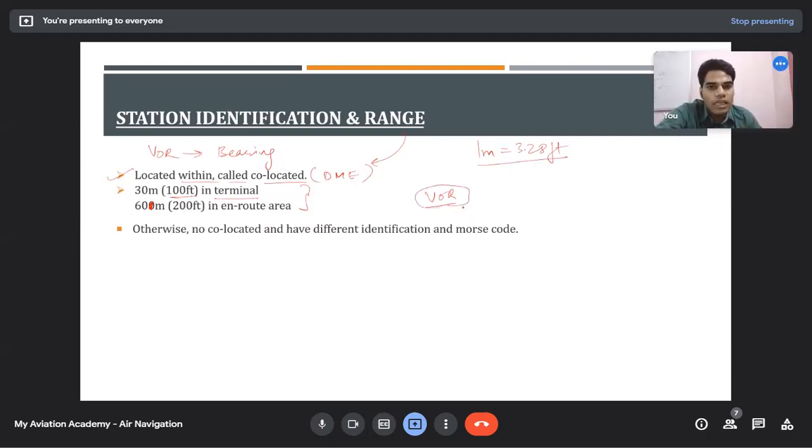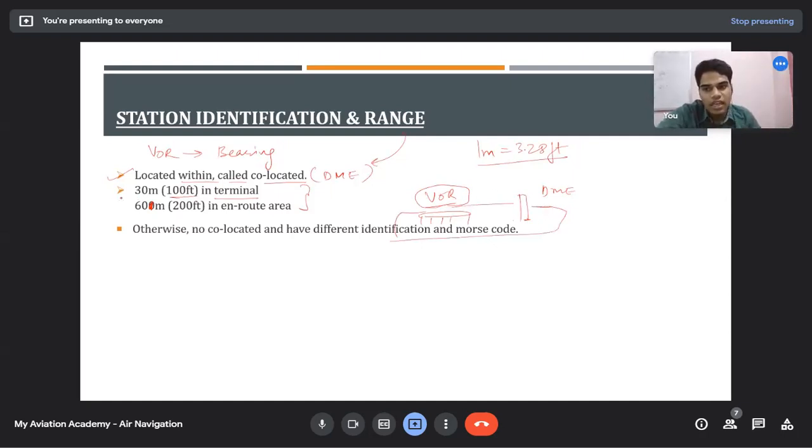Because with VOR, you can't just ask the VOR ground equipment to calculate a range. The DME has its own structure and its own principle of operation. So the VOR might be present here, and at least within 100 feet of each other, they should be co-located. Then only can they co-locate.